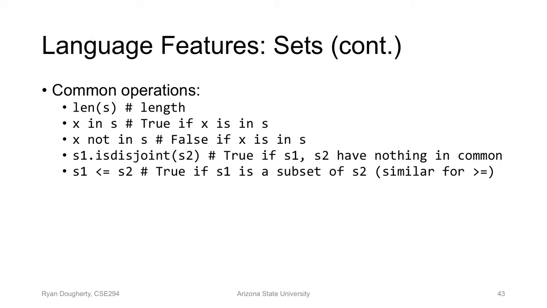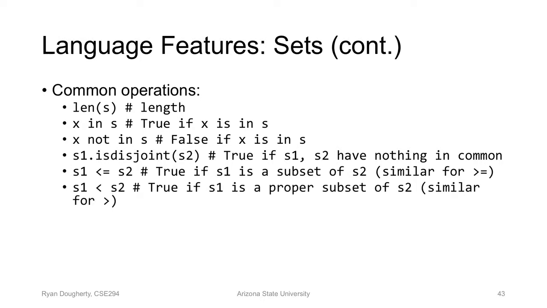So here's another example of overloading operators. Less than or equal to says that every element of S1 is in S2, so it's a subset of this set. Less than but not equal says a proper subset. So what that is: every element in S1 is in S2, but there are some other things in S2 that are not in S1. So they can't be equal.